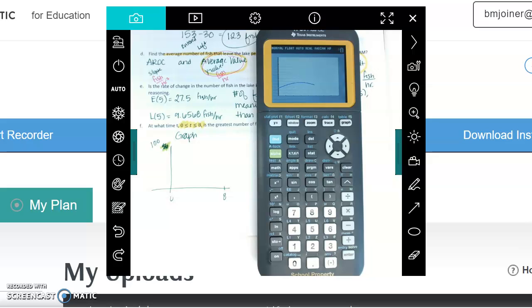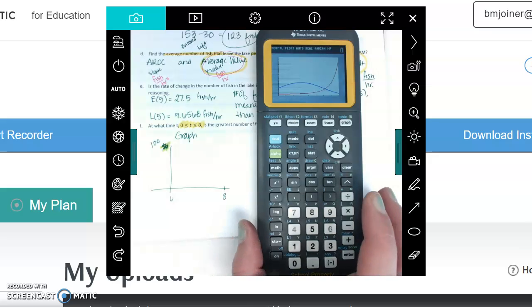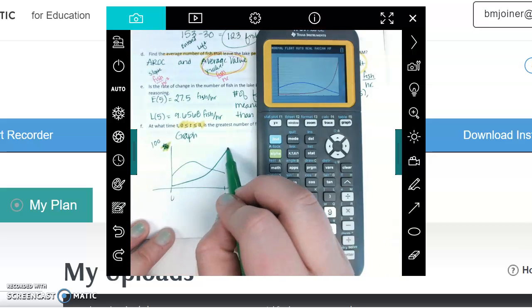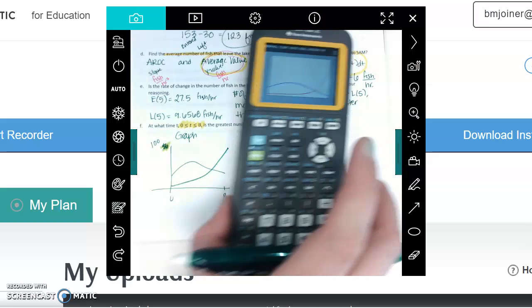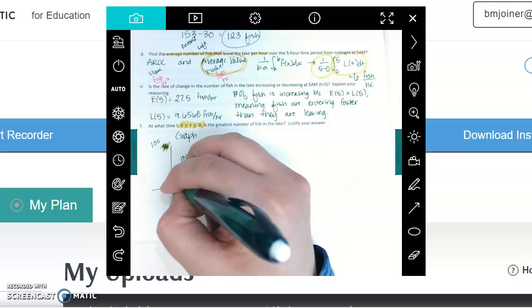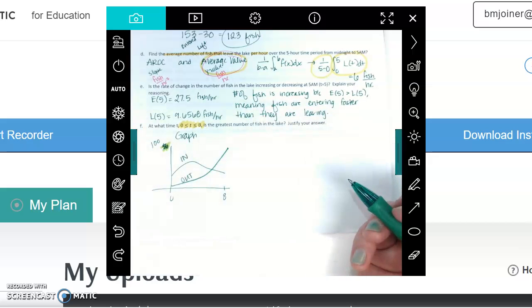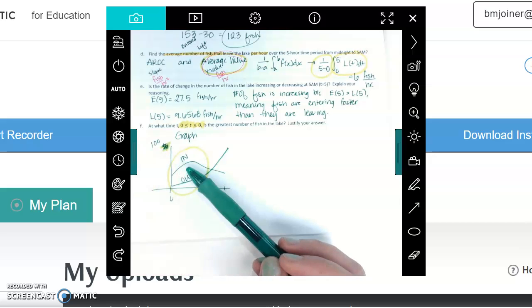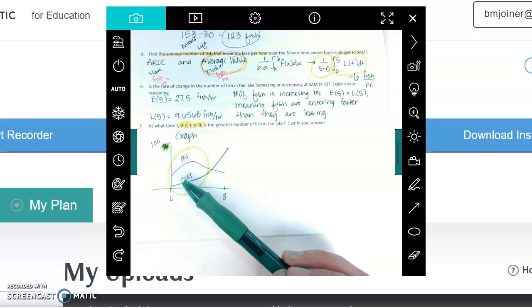Okay, so the first function that it's graphing, this is your in equation. Second function it's graphing is your out equation. So I'm going to sketch it on my paper. So here's my in, and then here's my out. This is in, this is out. At the beginning of the graph, is my number of fish in my lake increasing or decreasing on this part of the graph? Increasing, because why? They're coming in faster than they're going out.